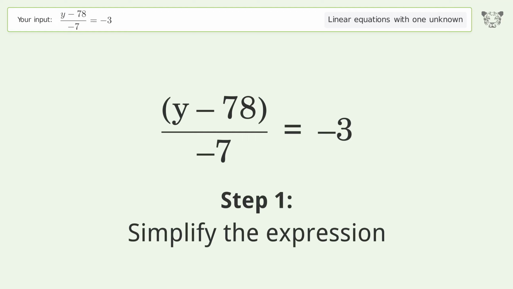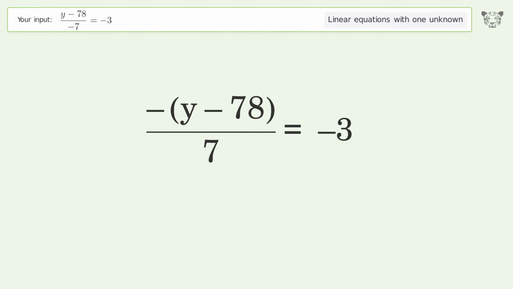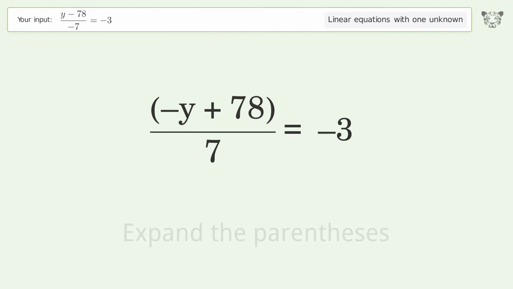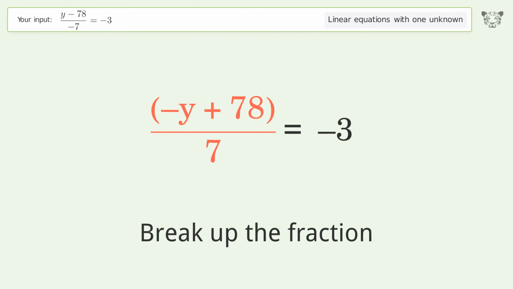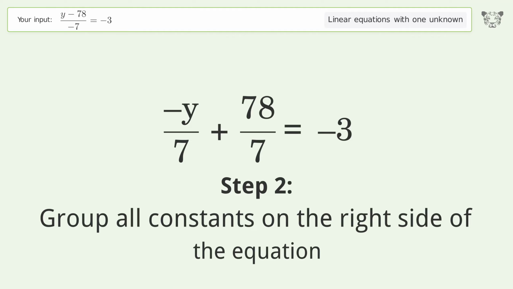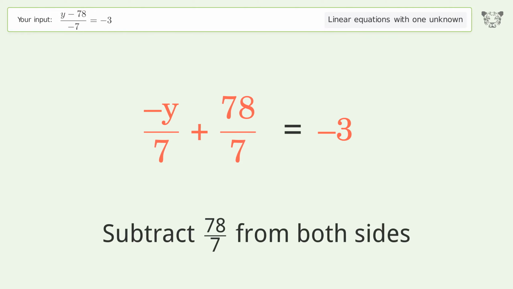Simplify the expression. Move the negative sign from the denominator to the numerator. Expand the parentheses. Break up the fraction. Group all constants on the right side of the equation. Subtract 78 over 7 from both sides.